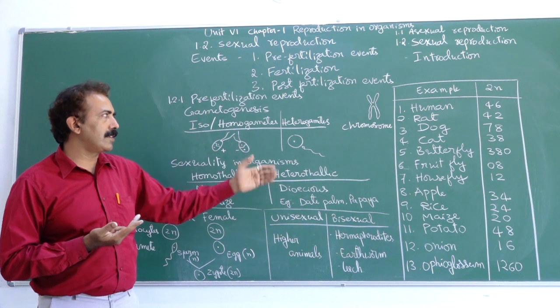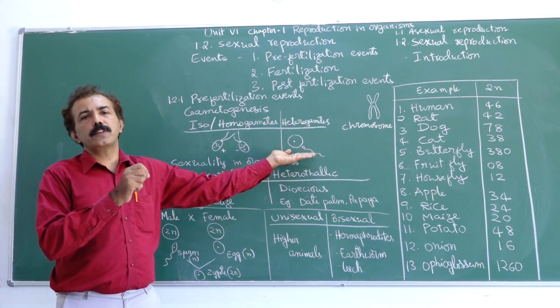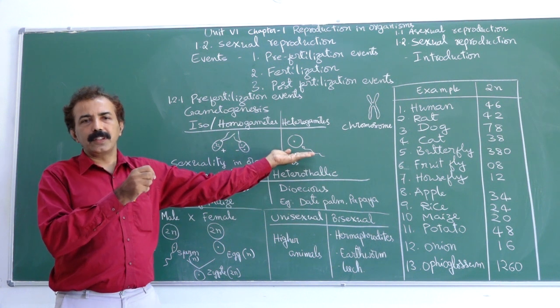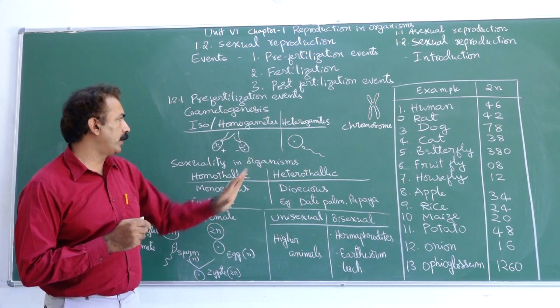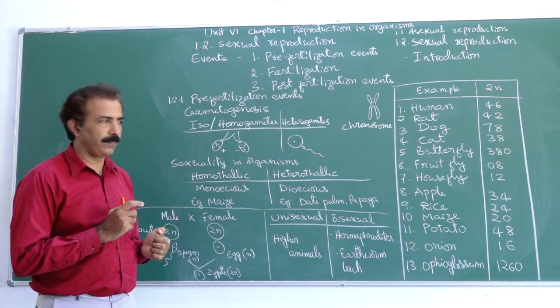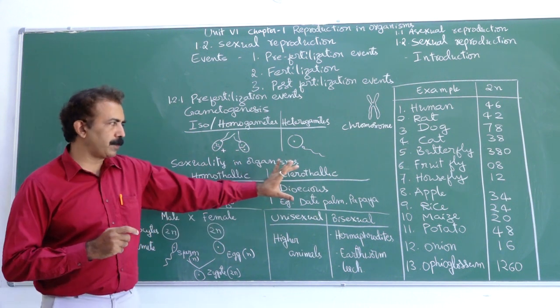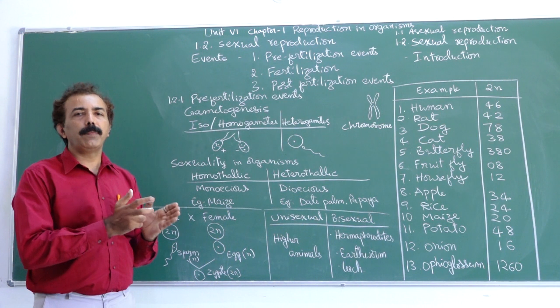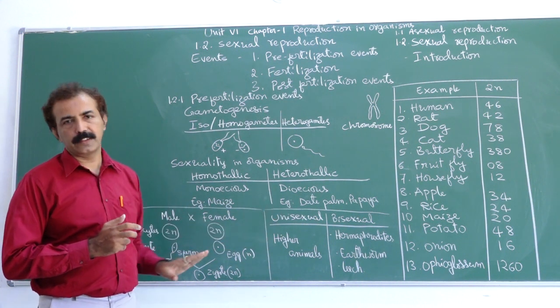We being the higher organism, we reproduce by this method. The males produce sperm, females produce the egg. Now let us proceed further. There is a topic on sexuality of the organisms. You can see two tables here. This table explains sexuality in plants and this explains sexuality in animals.